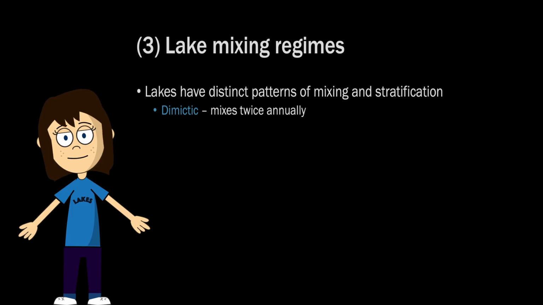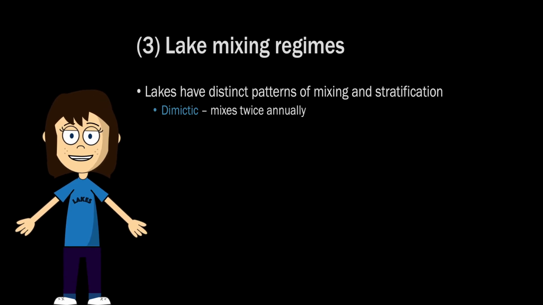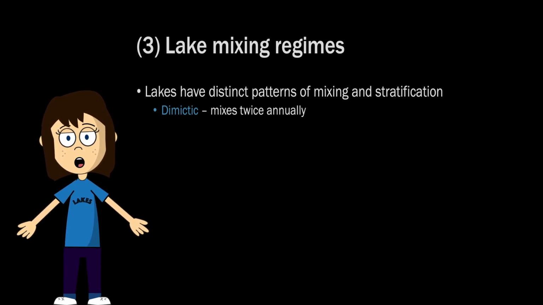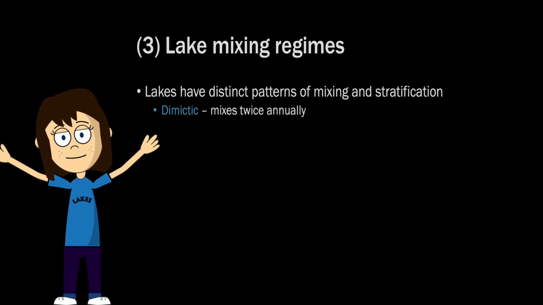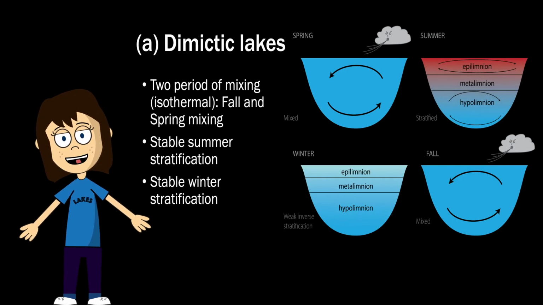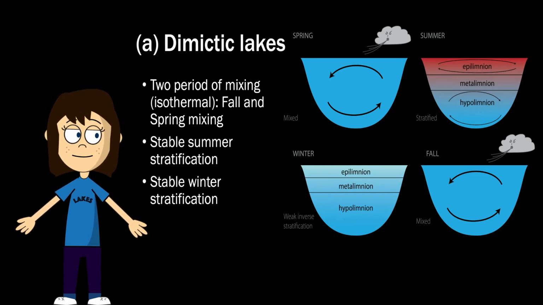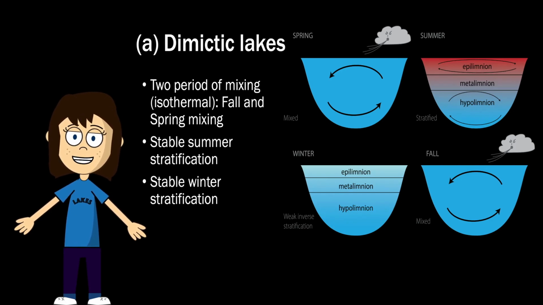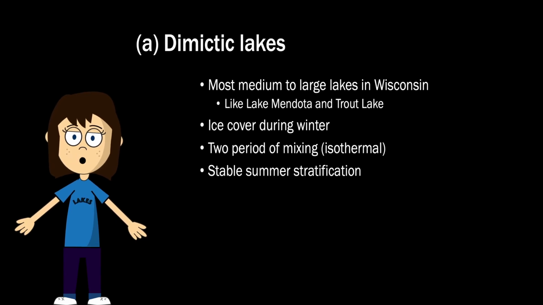Now we're going to switch gears and take what we learned about lake stratification in a temperate lake and think about lakes globally. So far, the seasonal pattern we've seen we can classify as a dimictic lake. This is a lake that mixes twice annually. It turns over in the spring and it turns over again in the fall. And dimictic lakes are very common in both temperate and northern latitudes.